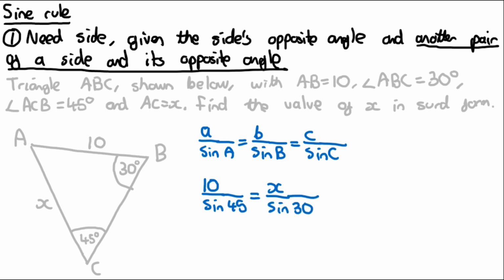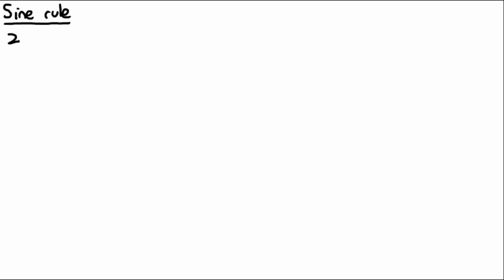If we put 10 over sin 45 into a calculator, it is equal to 10 root 2, and then sin 30 is equal to a half, and x divided by a half is just 2x. Therefore we divide everything by 2 to get 5 root 2 is equal to x, and that is the answer.